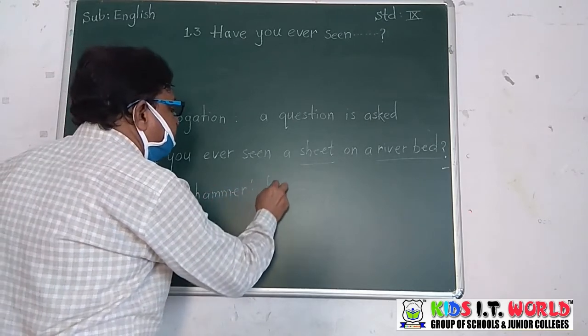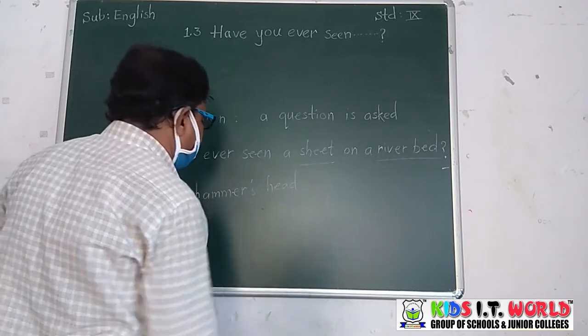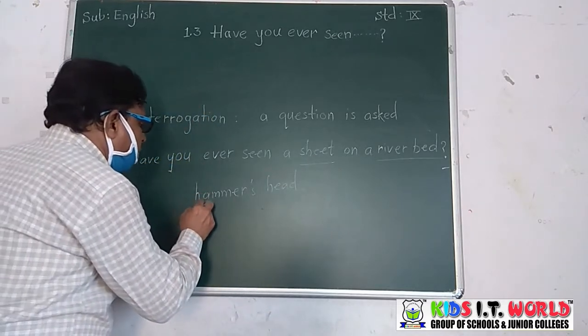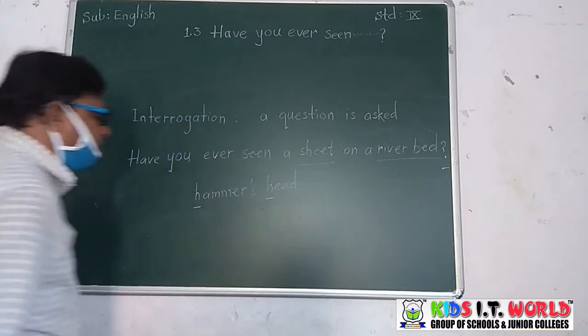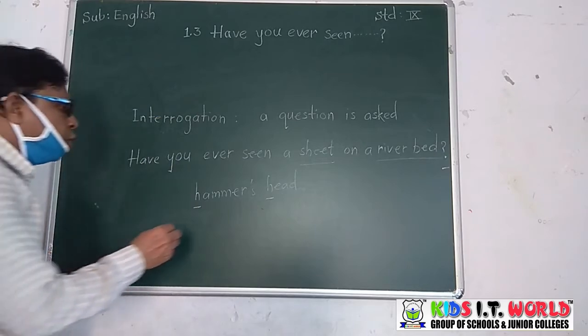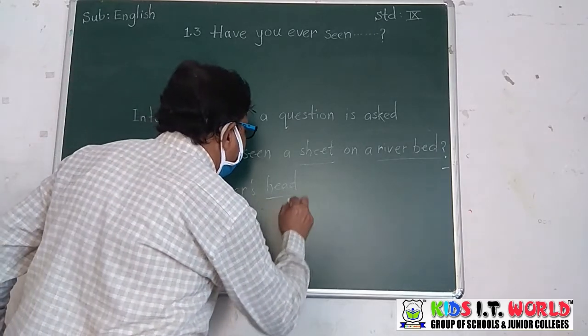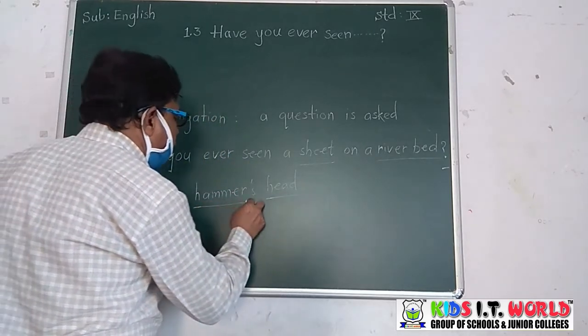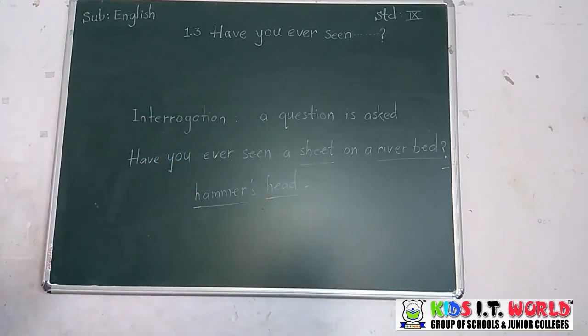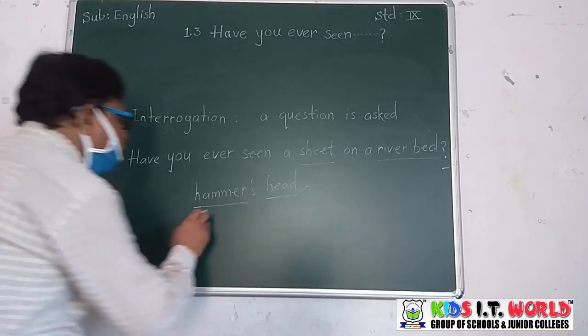Hammer's head. Hathoda. So, a hammer is having a head. Head means it should have hair, but here, though it is called a head, it is having no hair, not a single hair. So, this is the fun in the line, "or a single hair from a hammer's head."